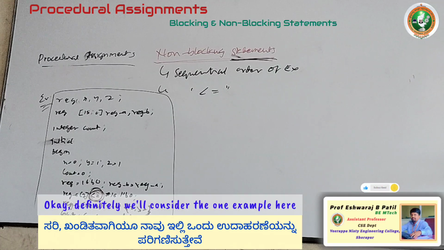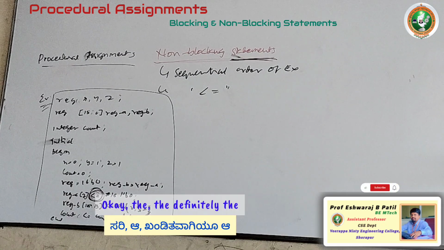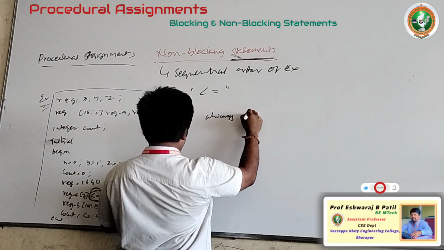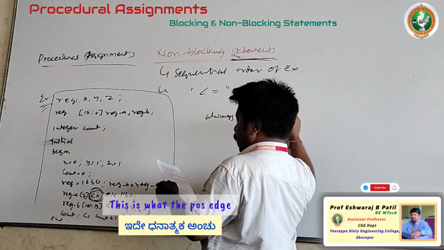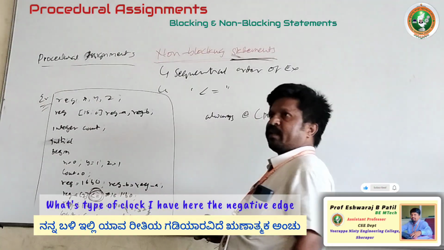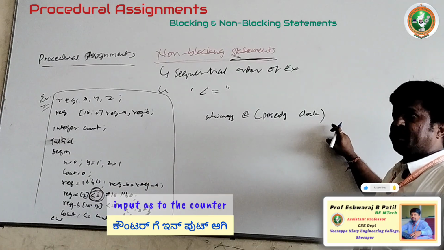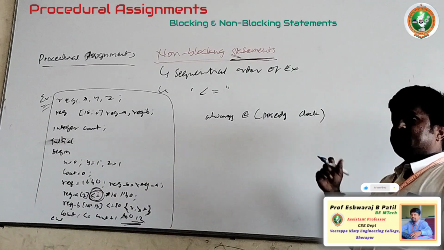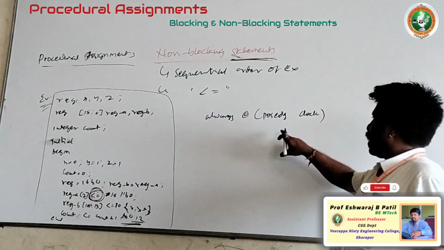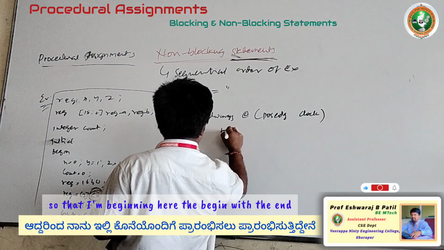Okay, definitely we'll consider one example here. If I take the positive edge triggered clock here, then definitely always at the positive edge. Pos edge is nothing but the positive edge clock here. As you all studied, the counter will have the input as the clock itself and the reset also. The clock I am sending to the counter is a positive edge clock, so I begin here with begin and end.